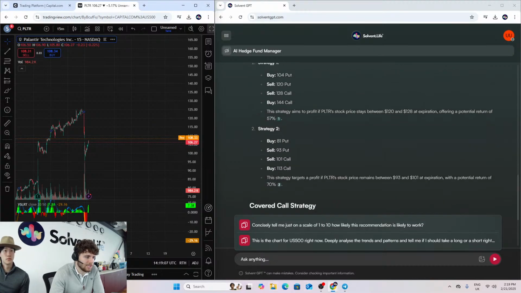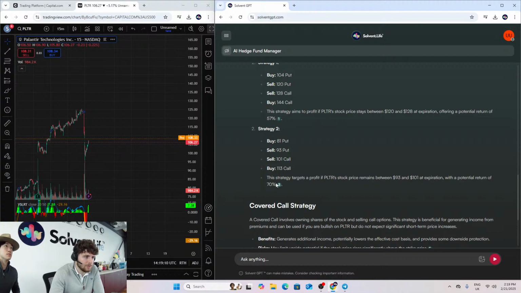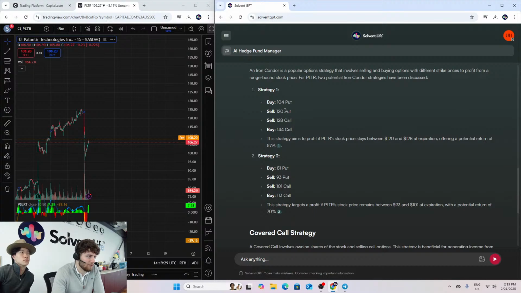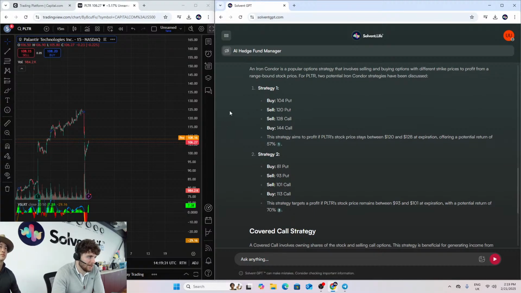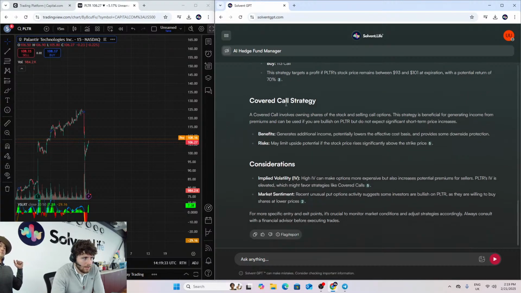Now another strategy, Iron Condor, again below. This strategy profits if Palantir's stock remains between $93 and $101 at expiration, with a potential return of 70%. So this is a sort of bullish outlook. Of course, take what you think will be the best strategy. These are two fantastic different ways of capitalizing on the valuation improving. We have a covered call strategy.